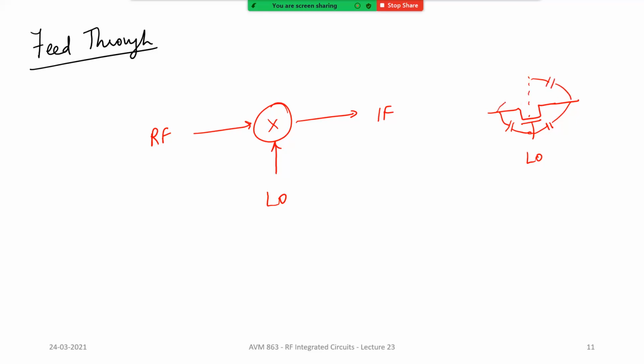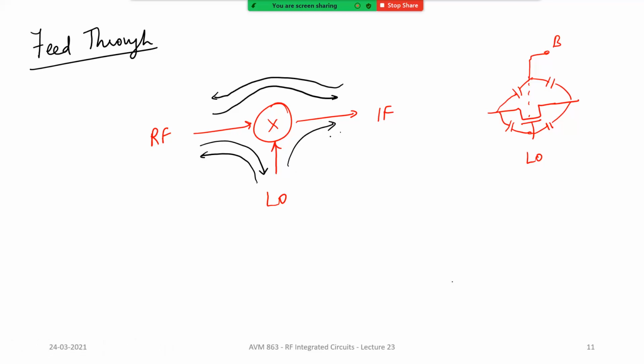You have source to bulk capacitance, all these things are there, right? Let's say this is your bulk terminal. Now, because we are talking about RF frequencies, there can be leakage between all these three ports. The RF can leak into LO, the LO can leak into RF, the RF can leak into IF, and IF can leak back into RF, and IF and LO can leak into each other. These are all the different scenarios that are possible.